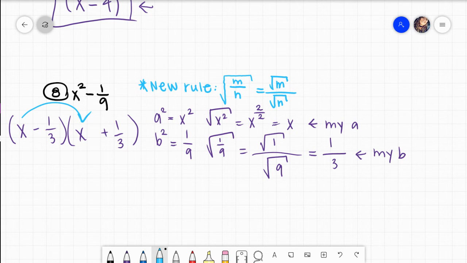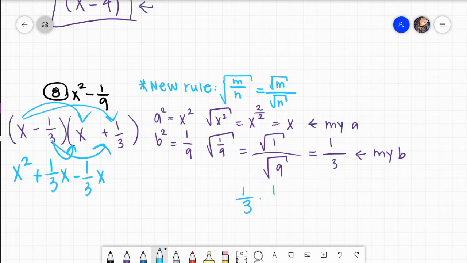If you do X times X, you keep and add. If you do X times 1/3, you get a positive 1/3 X. If you do a negative 1/3 times X, you get a negative 1/3 X. If you do 1/3 times 1/3, 1 times 1 is 1. Signs are the same. Oh, sorry, signs are different, right? I'm sorry, I don't know why I said that.